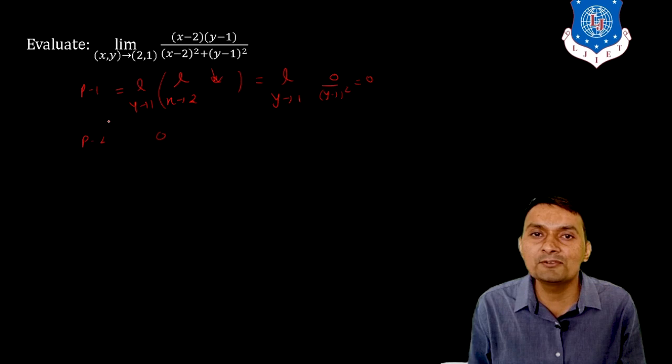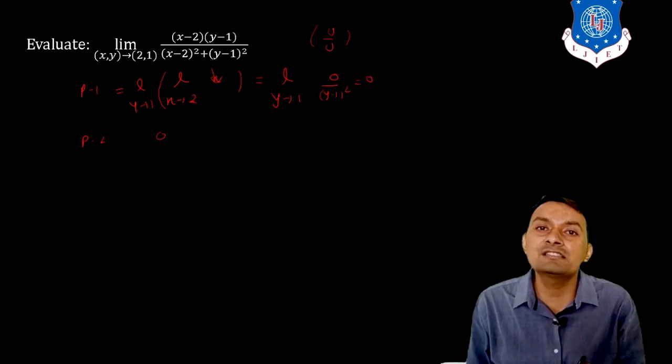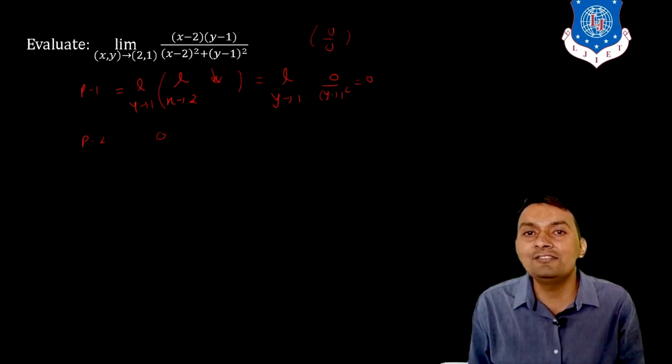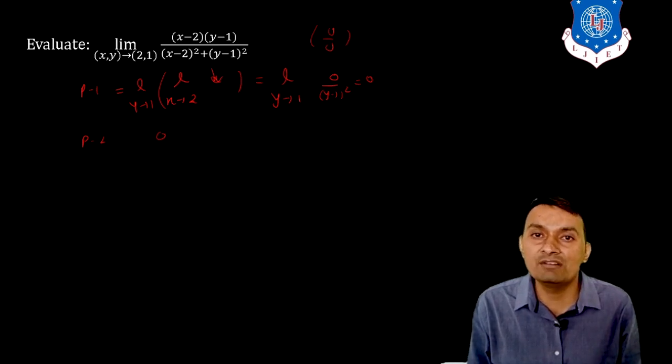If I put x and y equal to 2 and 1, what are we going to get? That is 0 by 0 form, which is the indeterminate form. That means the path doesn't hold here. Path is not going to help here. So in that case, what do you have to do? Path will help, but we estimate the function by taking x minus 2 equal to u and y minus 1 equal to v.